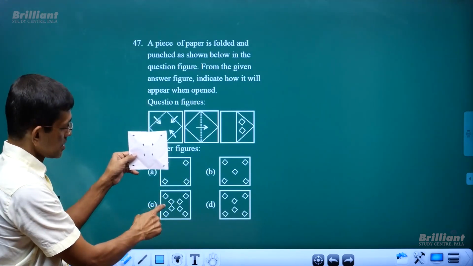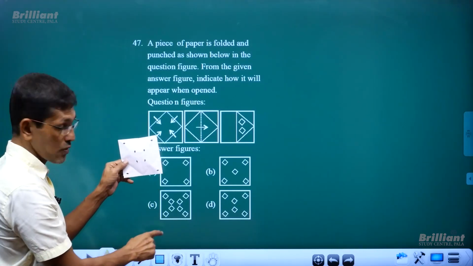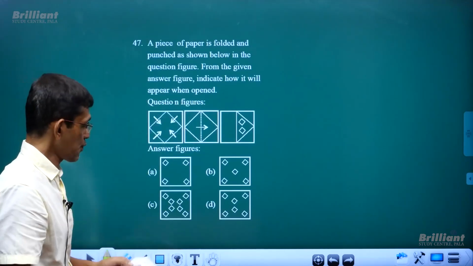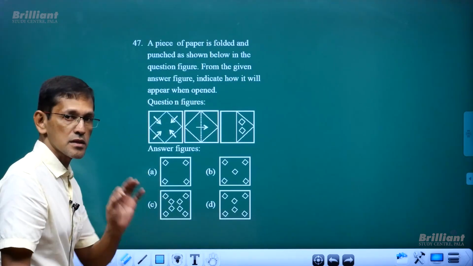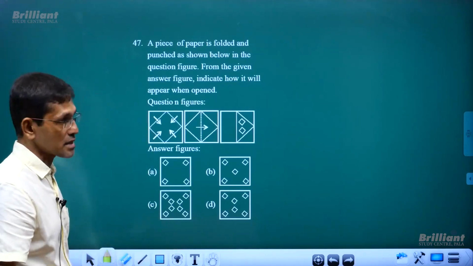See this answer. 1, 2, 3, 4, 5, 6, 7, 8. 8 holes. Here we have 8 holes as well. Answer choice C. So the answer we have picked is perfect. So now we are done with that.